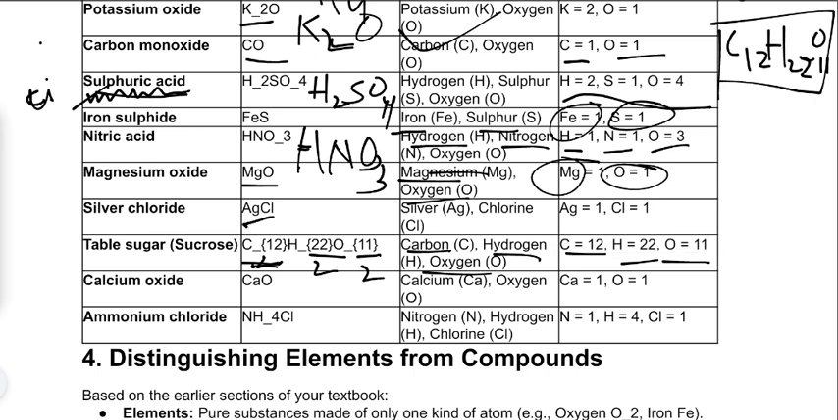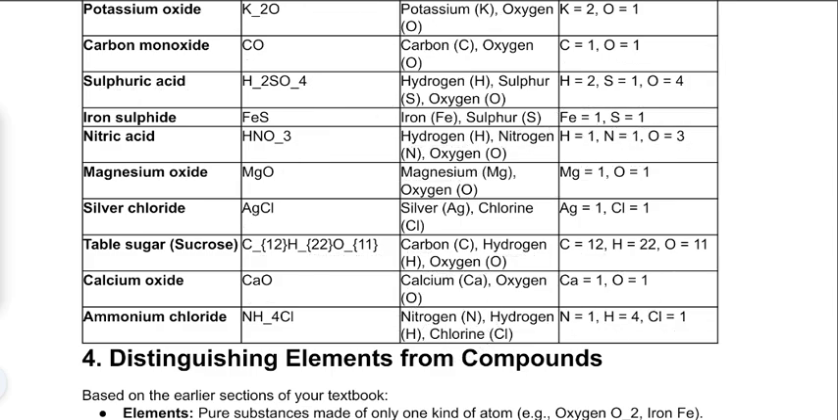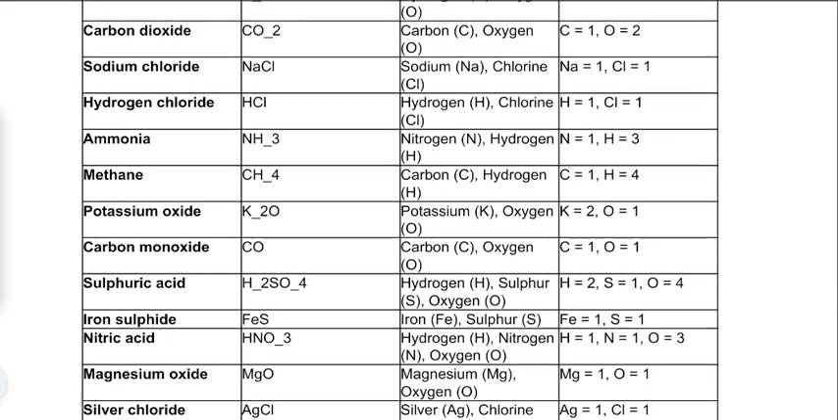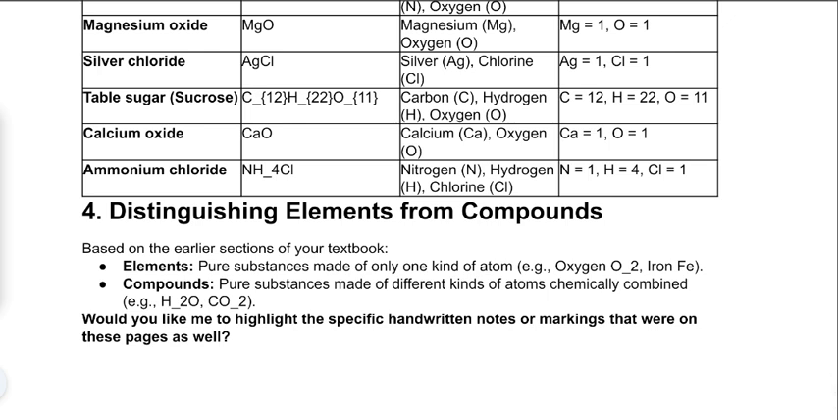Then calcium oxide is CaO. Elements are calcium and oxygen. Number of atoms of calcium is 1, oxygen is also 1. Ammonium chloride is NH4Cl, which has nitrogen, hydrogen, and chlorine. Number of atoms of nitrogen is 1, hydrogen is 4, and chlorine is also 1. If you want to take a screenshot of this whole table, you can take a screenshot. Okay, so I have removed that mark which I made.